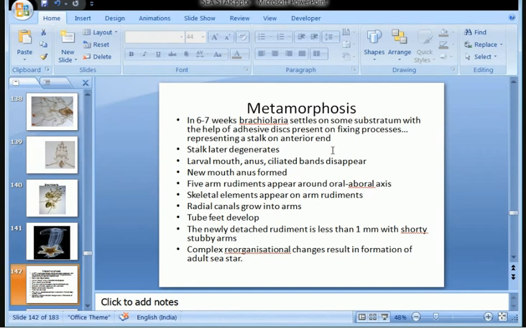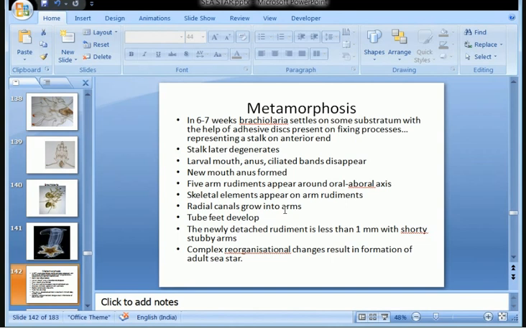Then these later degenerate: the larval mouth, anus, and ciliated band disappear, a new mouth and anus are formed, and 5-arm rudiments appear around the oral-aboral axis, as you have seen in the previous picture. Skeletal elements appear on the arm rudiments. We know that there is a dermal skeleton in the form of ossicles. So at this stage, they start appearing, forming, and developing.